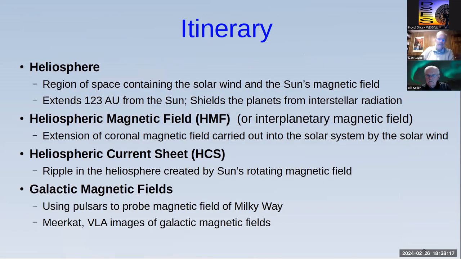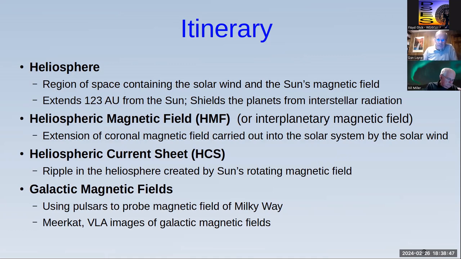The itinerary is we'll spend a good amount of time in the heliosphere, and that's the whole region of space containing all the solar wind and the sun's magnetic field. The heliosphere extends roughly 123 AU. That's an astronomical unit, the distance between us and the sun. So it's 123 AU from the sun. And the job of the heliosphere is to shield the planets from interstellar radiation.